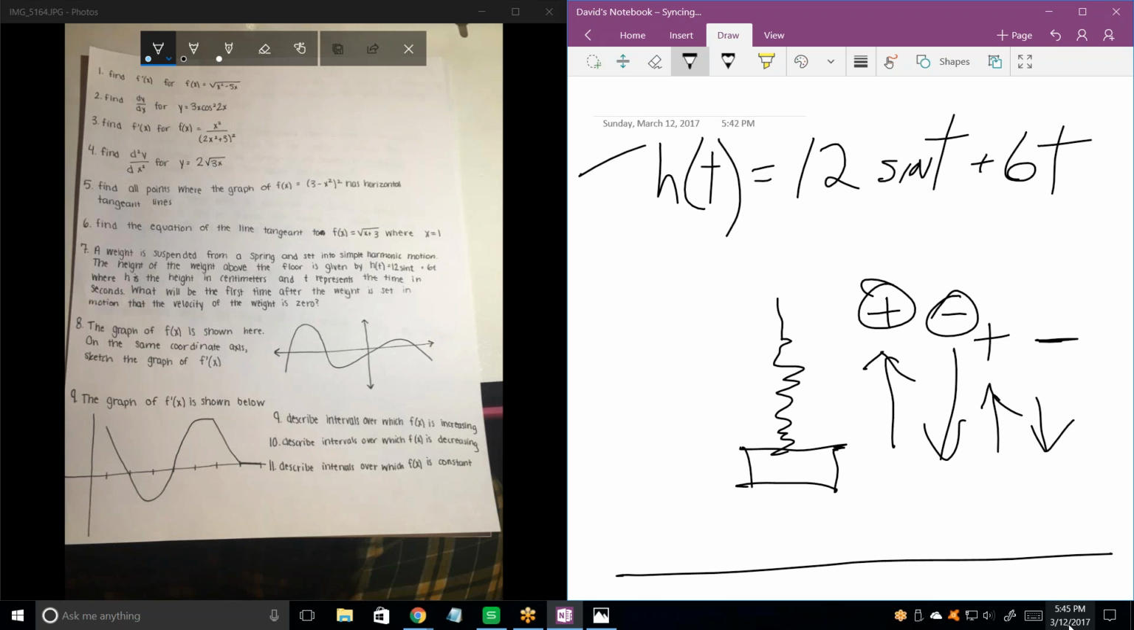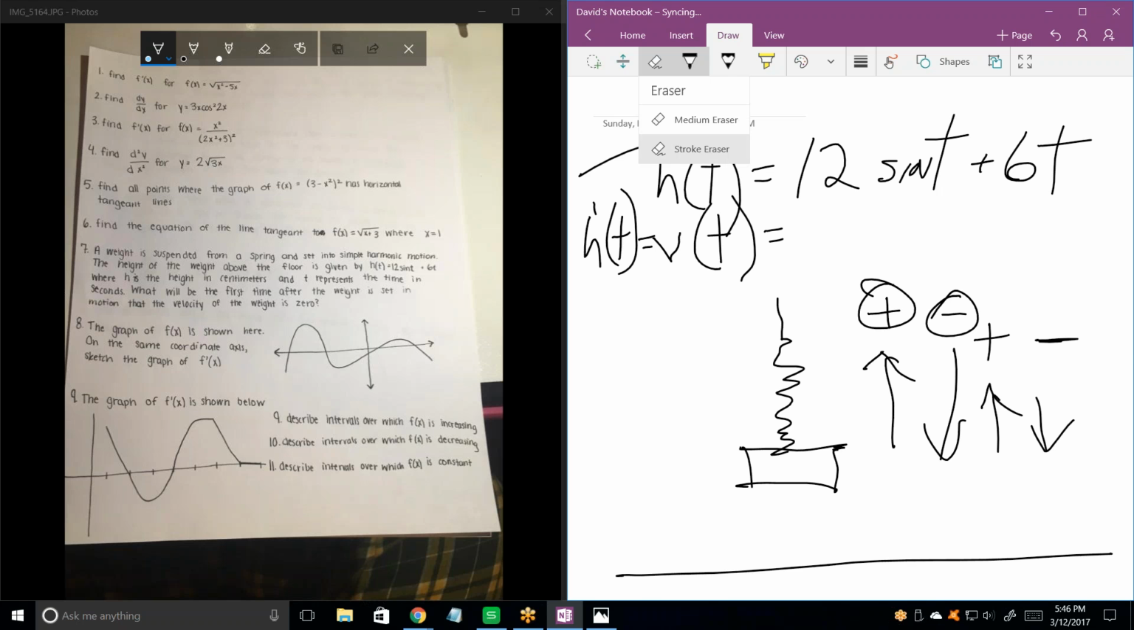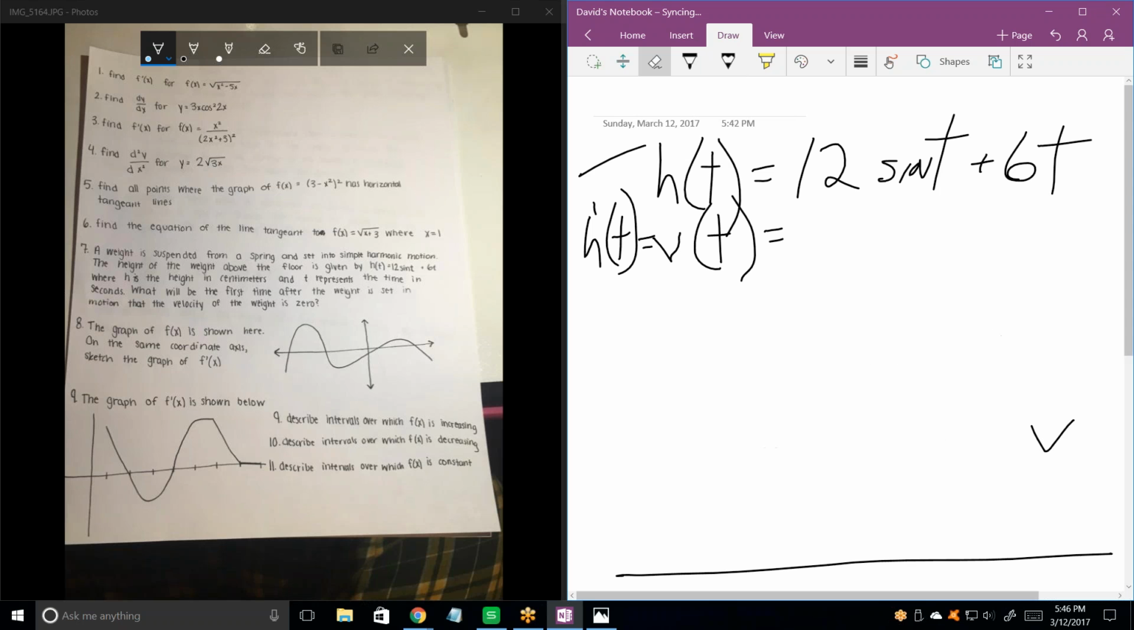Right. So the solution to this problem is to take the first derivative, which becomes then velocity. In other words, h prime of t equals v of t equals what? What's the derivative of that function? 12 times cosine of t plus 6.